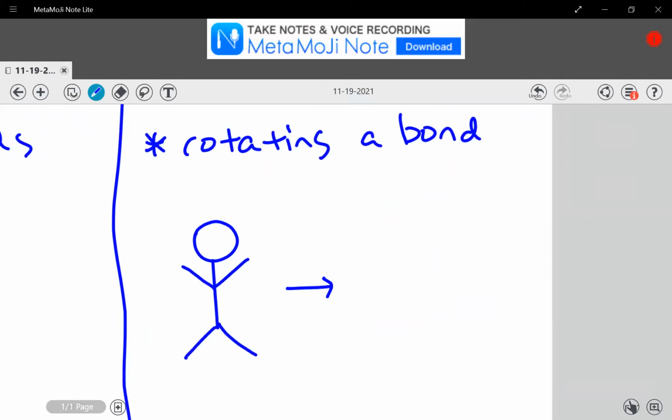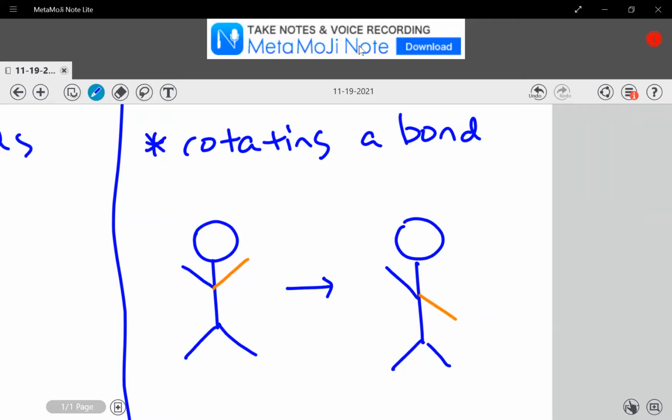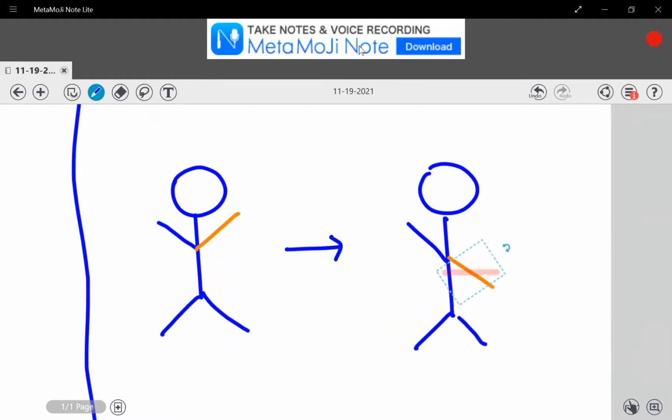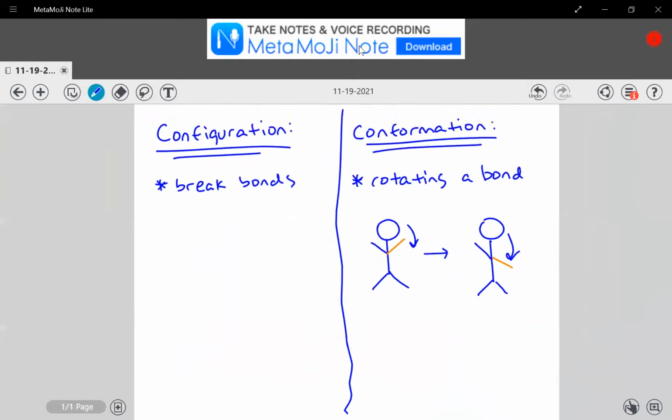A confirmation of the stick person is the arm right here. Hold up, let me just switch the color. I'm gonna go for orange. In this case, the arm rotated. Yay, the arm rotates. That is a confirmation. Okay, sorry, yeah, confirmation. Arm rotated. Confirmation.